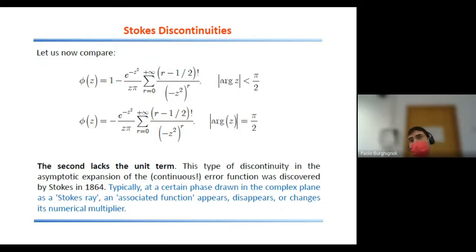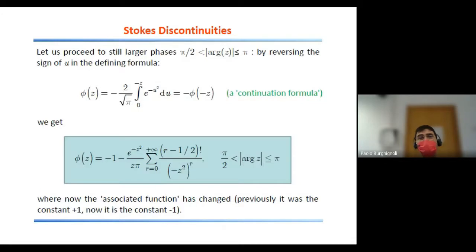However, even if the function is analytic, its asymptotic representations need not be analytic, and in fact, they have discontinuities. If we go on the left of the imaginary axis, we obtain a third possible representation. In order to do that, the most convenient thing is to reverse the sign of u, which is the original integration variable, in the defining formula. If you do that, you obtain a relation between the error function evaluated at z and the error function evaluated at minus z. So you have a continuation formula.